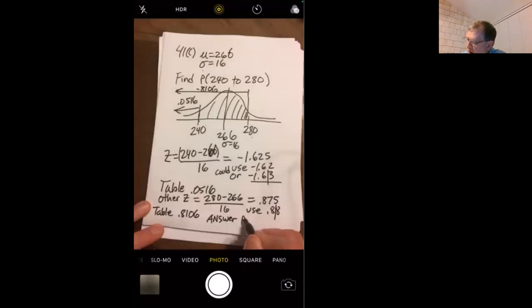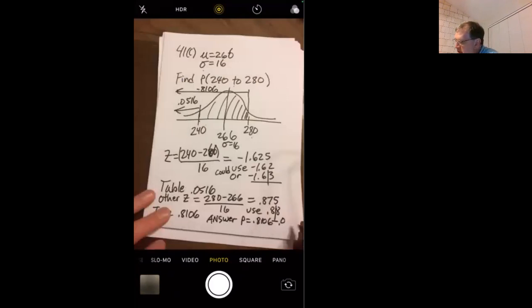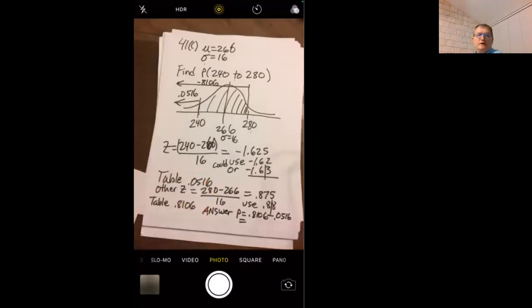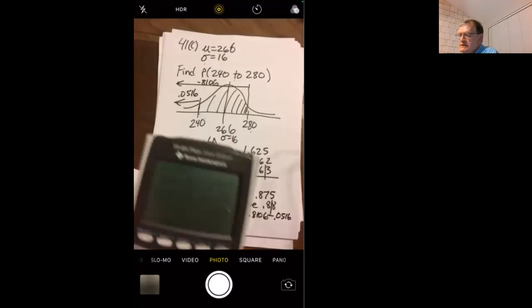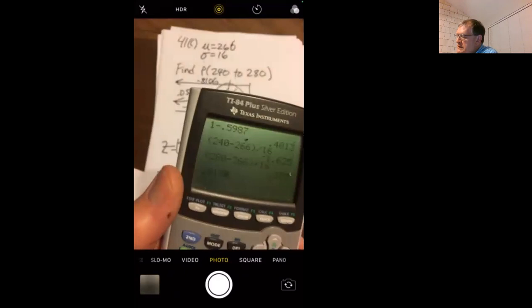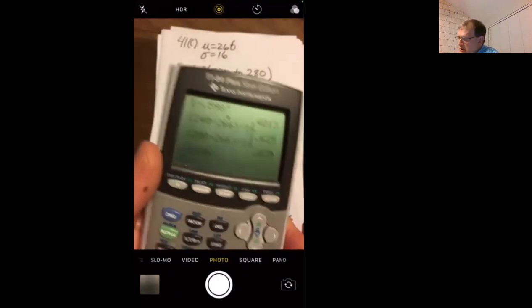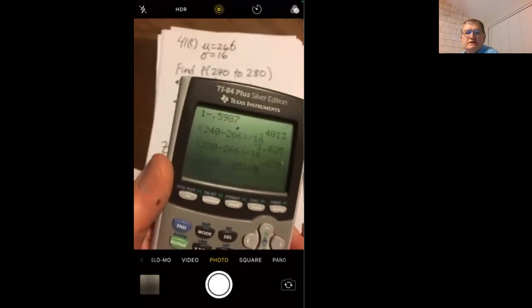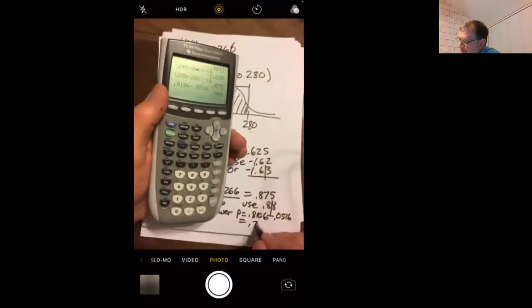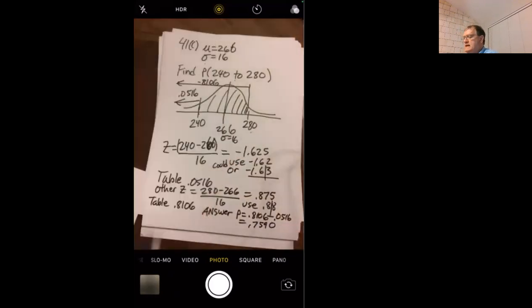Probability equals 0.8106 minus 0.0516, which is 0.759. 75% chance it's going to be between 240 and 280 days.